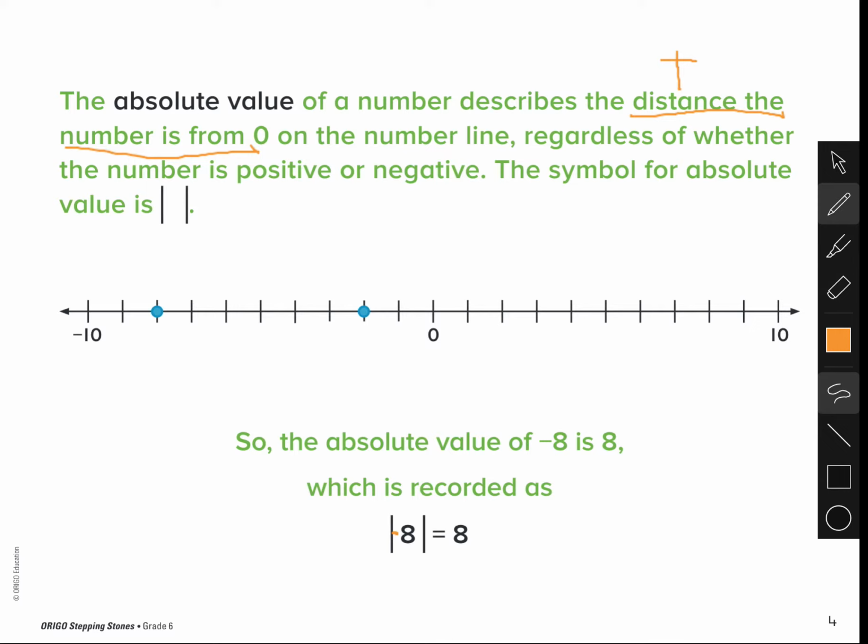Okay. Now, if I wanted to know the absolute value of -2, how would I write that? I would put -2 inside my absolute value signs. And how far is -2 from 0 distance-wise? 2.